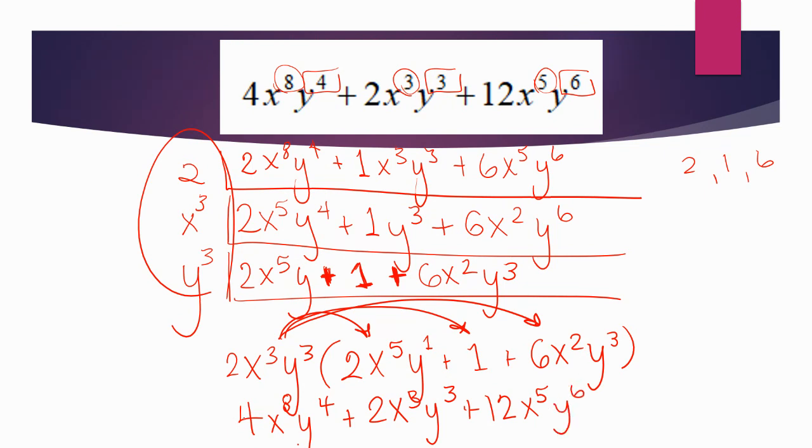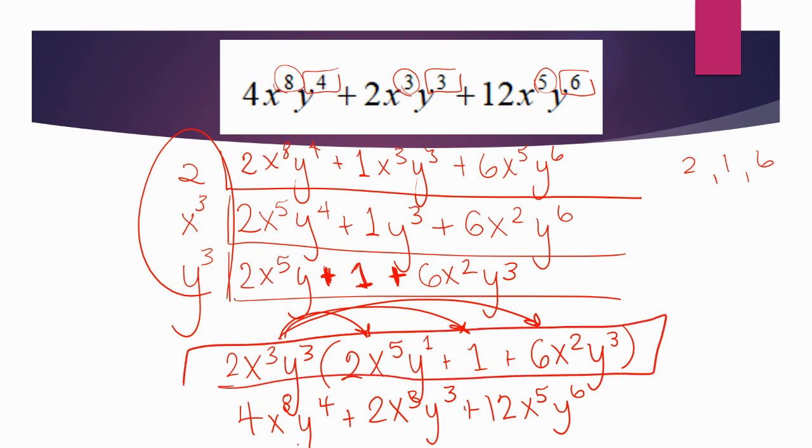Is this where we started? 4x to the eighth, y to the fourth, plus 2x to the third power, y to the third power, plus 12x to the fifth power, y to the sixth power. It is, so in that case, this indeed is our answer. This is our GCF, and these are our leftovers.